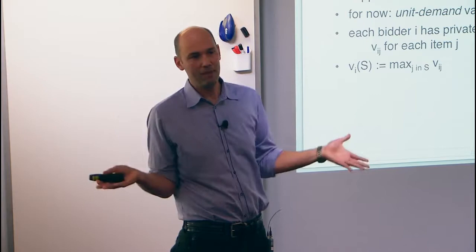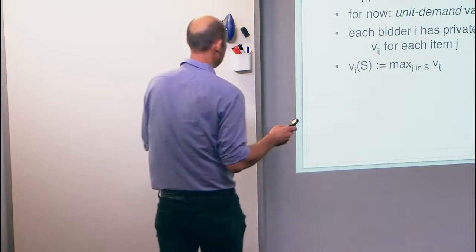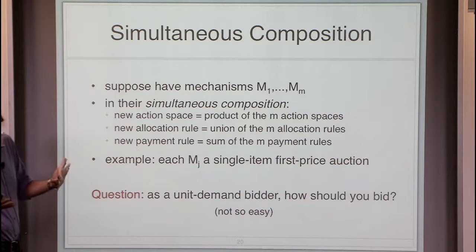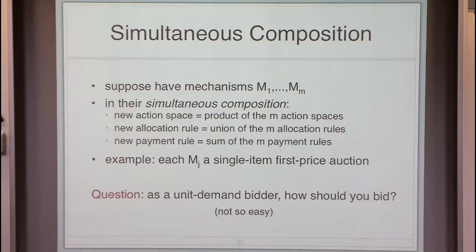But suppose you wanted to do something even simpler than bipartite matching. Suppose you wanted to sell these M items separately in parallel, simultaneously using single item auctions, let's say first price auctions. What would happen? This is obviously something you could do. You could just put a bunch of goods up for sale on eBay, something like that, and see what happens. Would this work well, if bidders have unit demand valuations? Not obvious a priori, I claim, at all, whether this would have any kind of interesting guarantee or not.